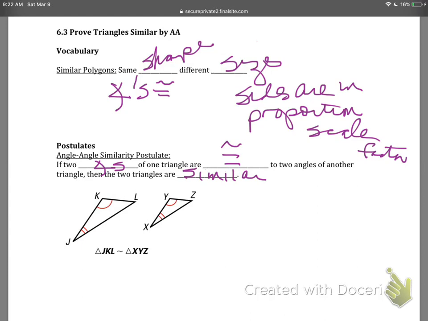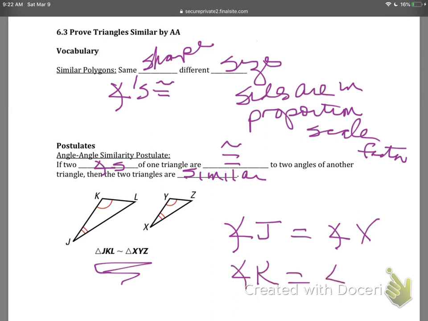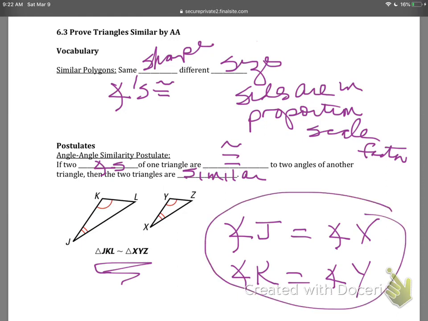So look at these two triangles below. Do you see how I can make that similarity statement, which is right here, because I have been told that angle J equals angle X, and that angle K equals angle Y. So those are two angles that are equal in each triangle. Therefore, I can state that these two triangles are indeed similar.